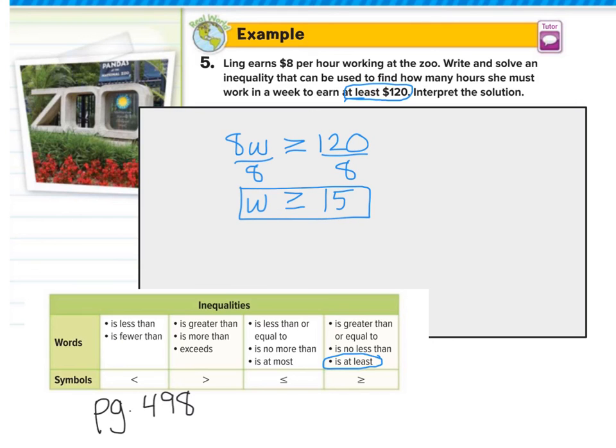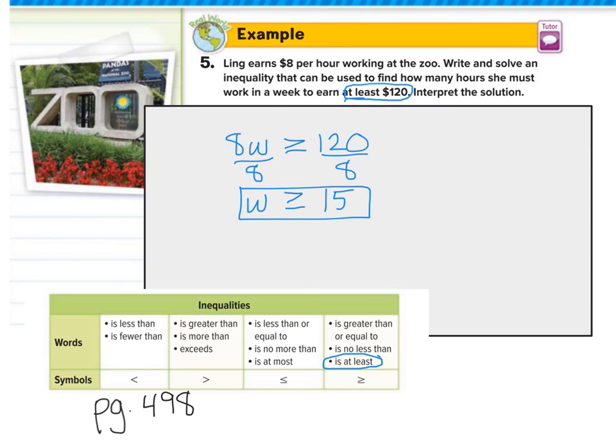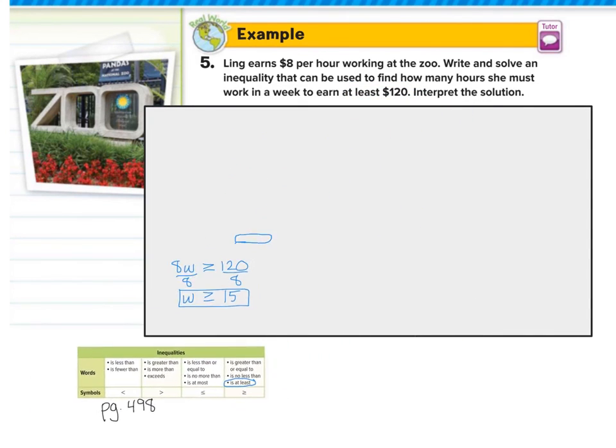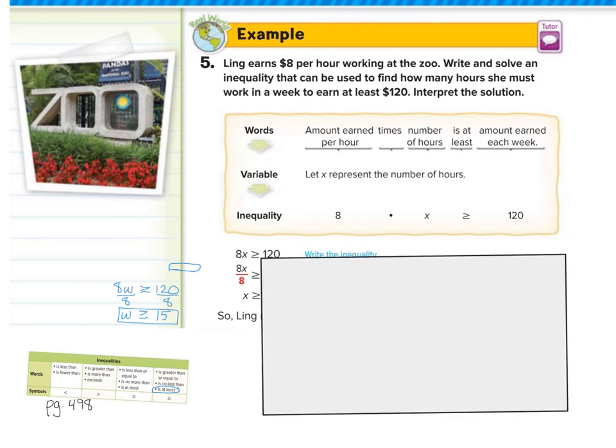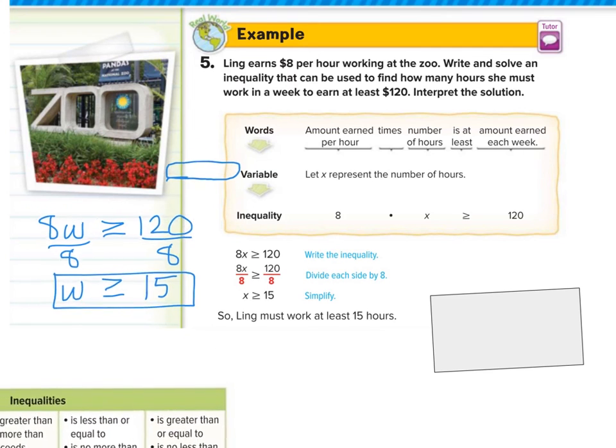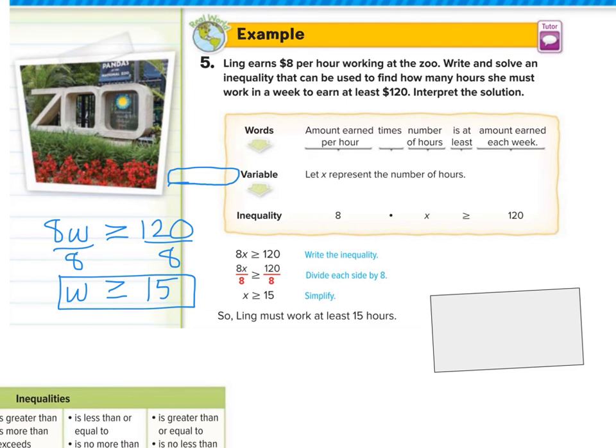All right, let's see if I was right. Okay, so this is a little strange. Sorry about that. But I can make this bigger again. There. So it says write an inequality, divide each side by 8. I did that. It was greater than or equal to 15. Woo! I'm on fire. Okay, this was the notes video for Chapter 6, Lesson 7.